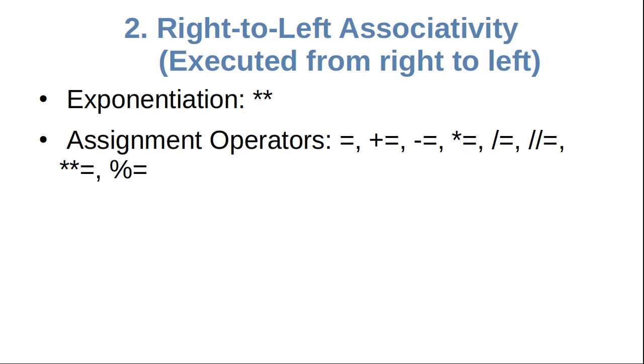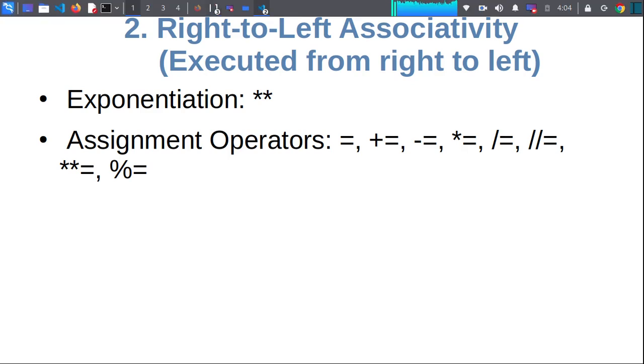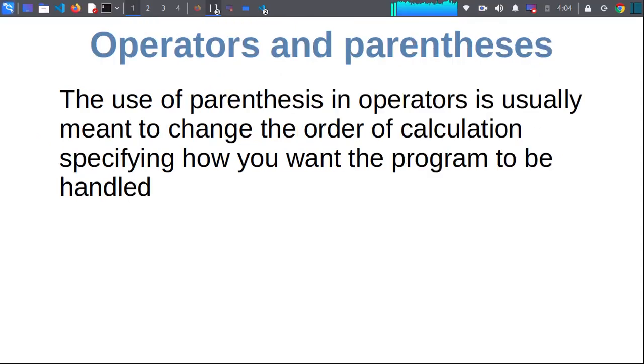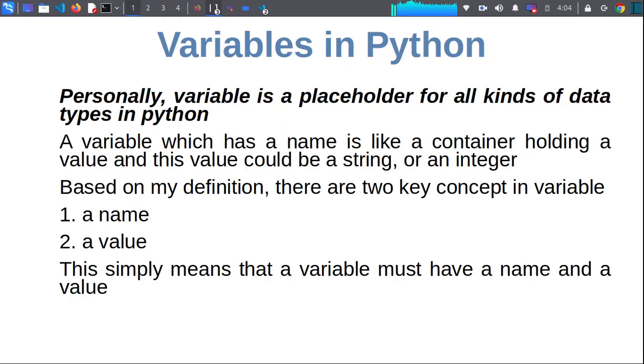What we are going to be looking at next is operators and parentheses. I've already talked about this, so I'm not going to go into it again. The use of parentheses in operators is usually meant to change the order of calculation, specifying how you want the program to be handled. I've already done that, whereby I use parentheses to change the order of precedence. So we're not going to go into that again. We're going next into variables in Python.